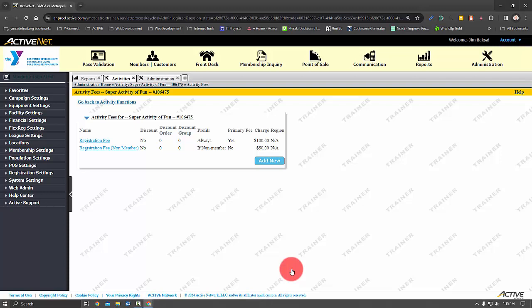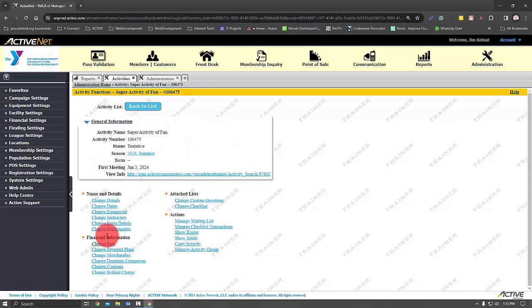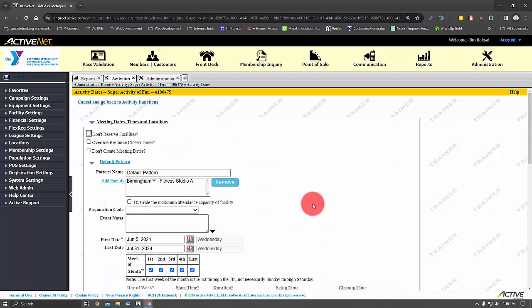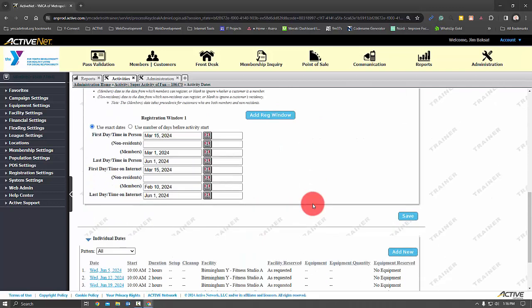So let's add a little complication to this, okay? Let's go back real quick and remember the date that we used for online registration. For members, it's February 10th. And then walk-up registration begins March 15th. So I'm writing that down so I can remember it.